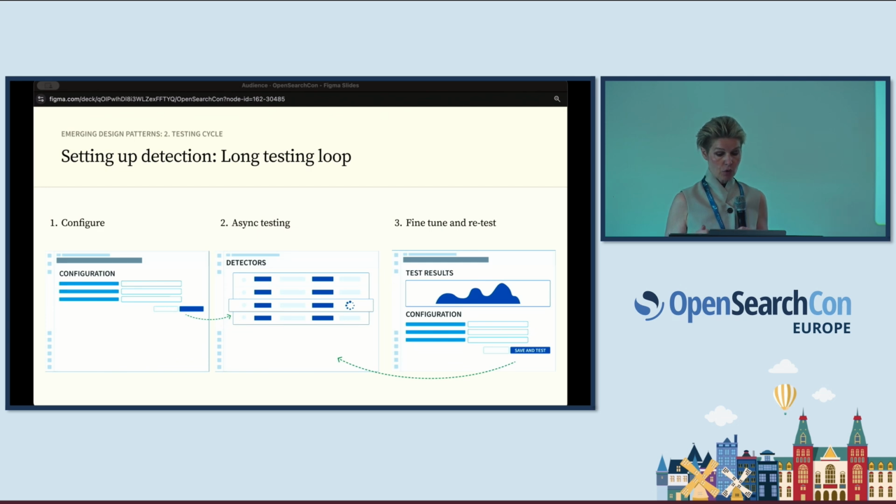This asynchronous approach, in terms of user experience, prevents long loading times from blocking the user interface, while ensuring thorough detector validation and optimization.